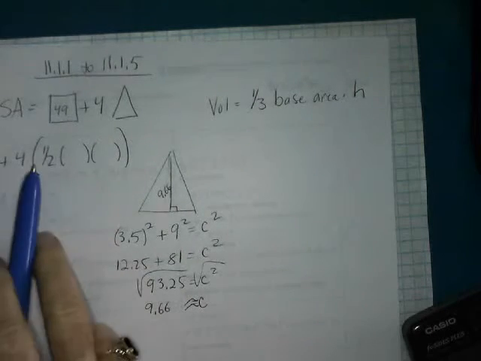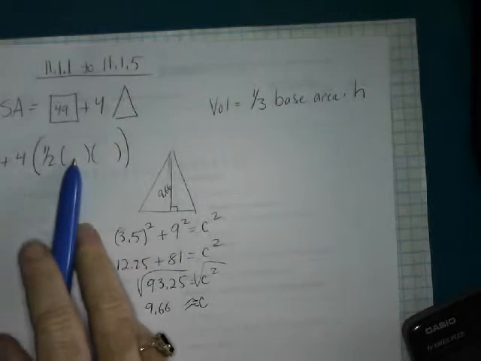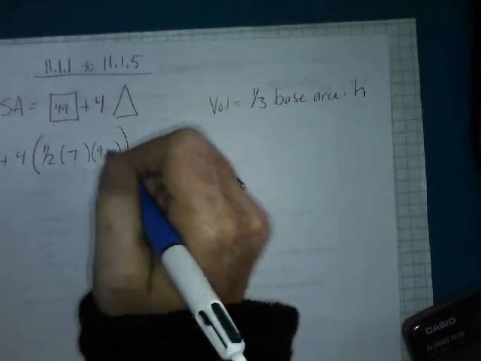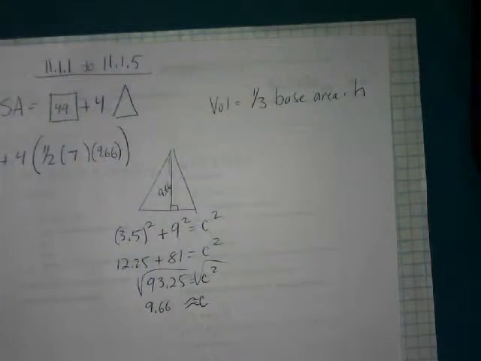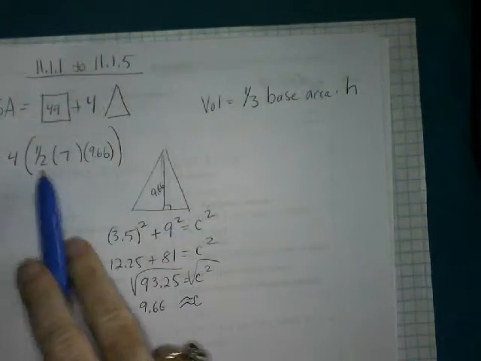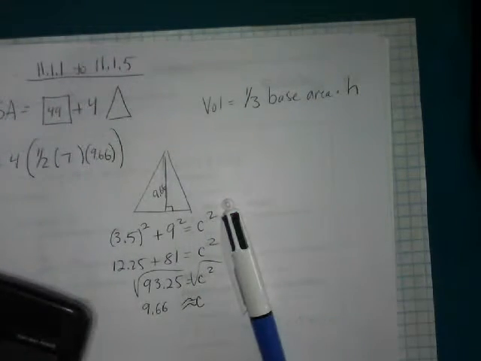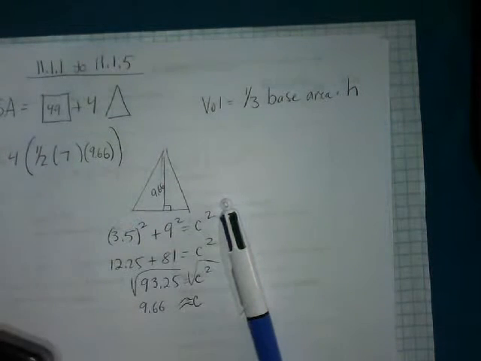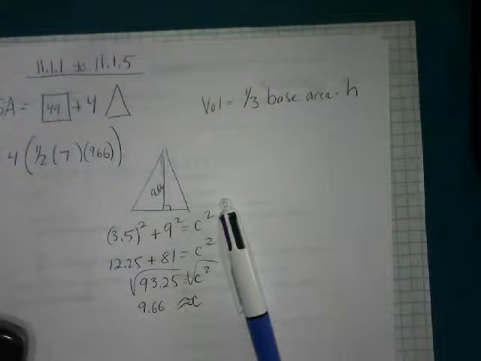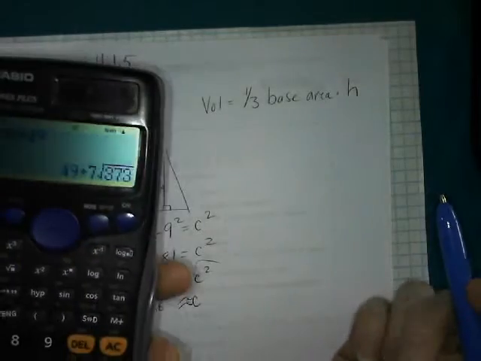So remember, we're going to find the triangle, 1/2 times base times height. So the bottom was 7. The height's 9.66. I'm going to leave that. I rounded, but I'm going to leave it in my calculator since I have it still. And I'm going to times that by 1/2 of 7, which is 3.5, and then times 4, and then plus 49 is that. So this turns out to be that number.